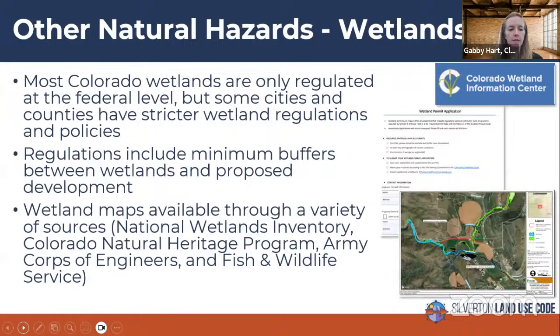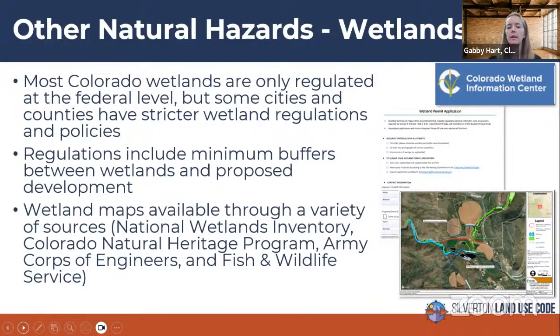And finally, wetlands. Most Colorado wetlands are only regulated at the federal level, but some cities and counties have established stricter wetland regulations or policy. And those regulations can range in their specificity and overall stringency. But a common regulation example involves establishing minimum buffers between wetlands and proposed development.